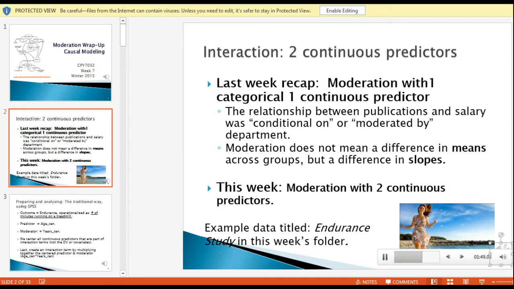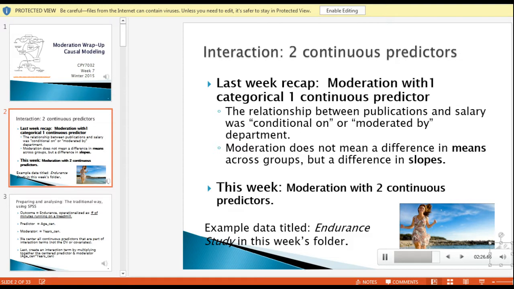Now I just want to insert a quick note here, and that is that if you have a moderation between two categorical predictors, then you would use an ANOVA. So let's say you have a 2 by 2 or a 2 by 3 or a 3 by 3. In all those cases, rather than creating dummy codes and dealing with all of that, you would simply use the ANOVA, and that will give you the exact same result as if you did regression and created all those dummy codes and then tried to interpret the output, which I have never tried to do, so I don't recommend it.